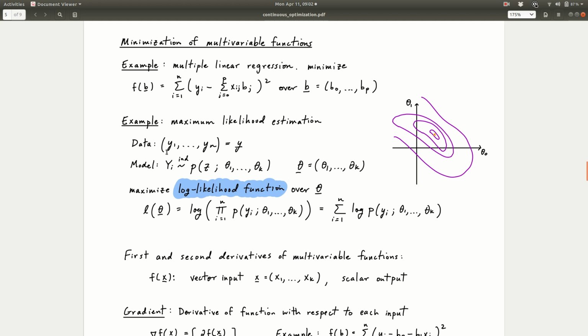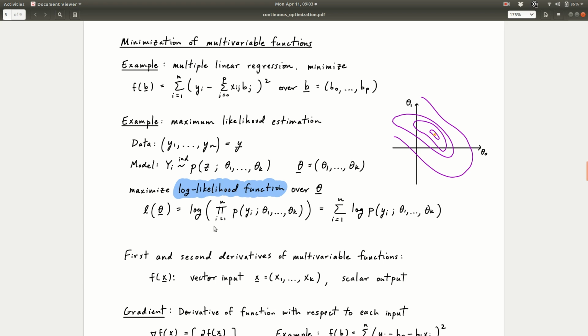So again, we observe some responses, y_1 to y_n, and then we have some model for the responses. And I'm just representing that by saying we're going to model y_i with a set of independent random variables, capital Y_i, that have some probability density p. So p is a univariate probability density modeling the ith value of y. And that probability density, its argument is z, but it depends on a number of parameters, theta_1 up to theta_k. So this is equivalent to maximizing what's called the log likelihood function.